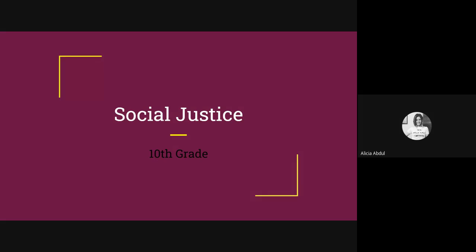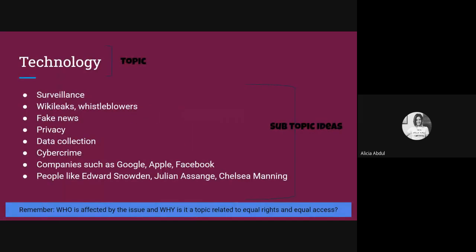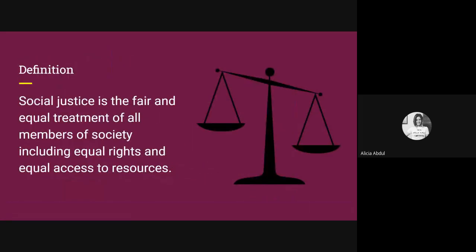Most of you have either come into the library or will come into the library to talk about different topics related to social justice to use as a jumping off point for your own research. So one of the things that we want to talk about is first the definition of social justice, which is the fair and equal treatment of all members of society, including equal rights and equal access to resources.